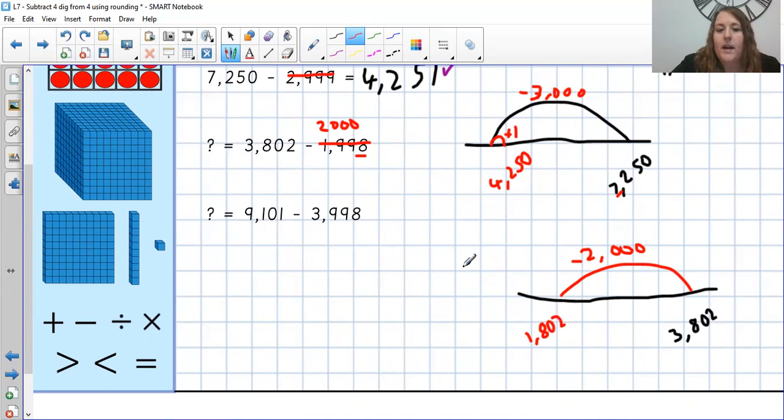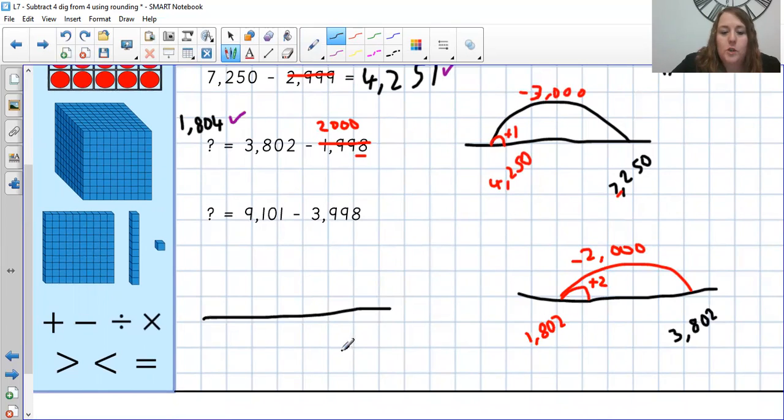But this time, remember, it asked us to take away 1,998. This time, when we add that back on and we compensate, we are adding 2 back on. So give yourselves a tick and well done if you had the answer of 1,804. Brilliant. Okay, next one and final one.